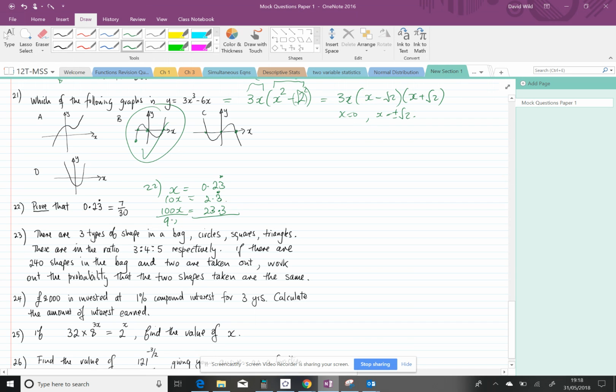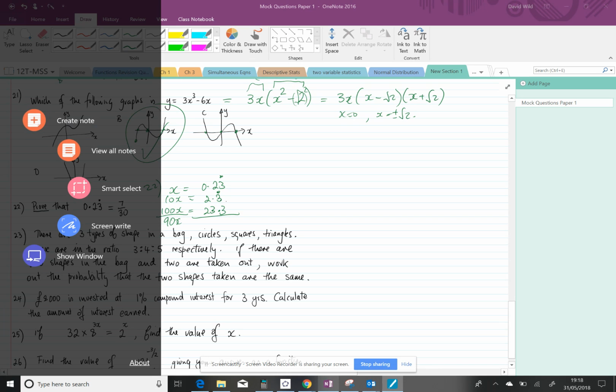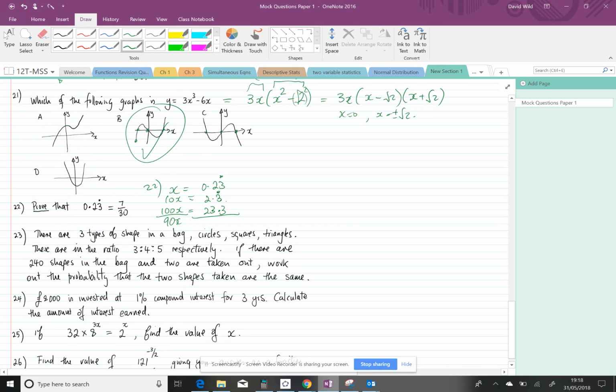That's 90x, and 23.3 recurring minus 2.3 recurring is 21. So we get 90x is 21.